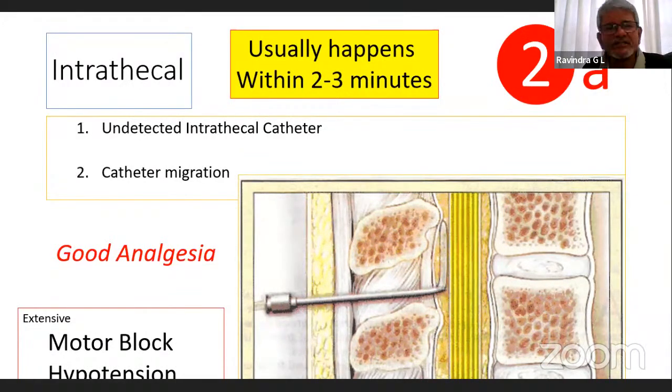It can be an undetected intrathecal catheter or catheter migration. How to manage it? All of us know it, and it is beyond the scope of this discussion. So for high spinal block, you manage. You know how to manage it. It's a different situation altogether.